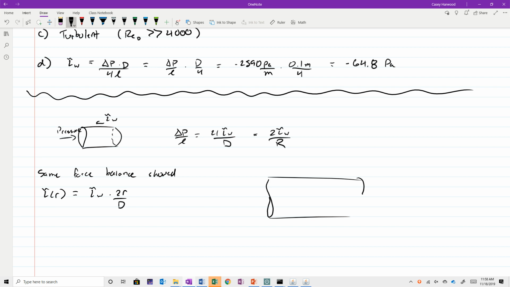This is important also because though we derived this in the section for laminar flow, this also applies to turbulent flow. So I want to emphasize, it doesn't matter what flow regime you've got, the shear stress distribution in a pipe is always going to look like this, increasing linearly from 0 out to the wall of the pipe.